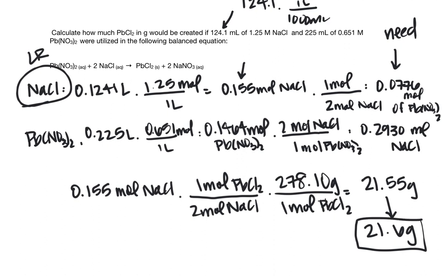So in this case, we need to use the molarity to figure out the moles, to figure out our limiting reactant, and then we could just convert from moles to other moles, then to grams.